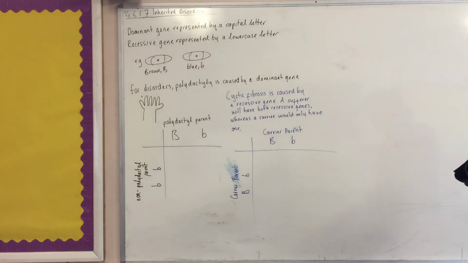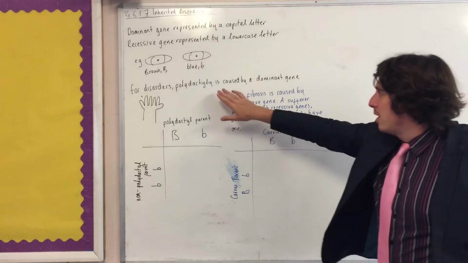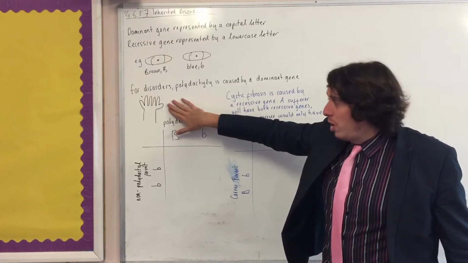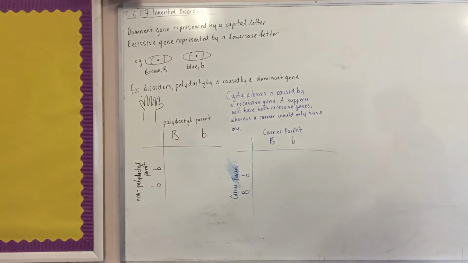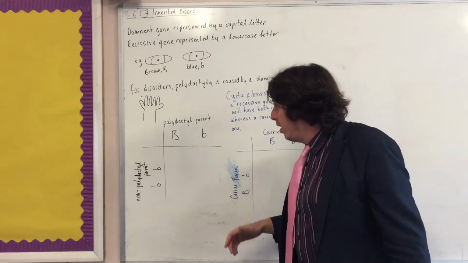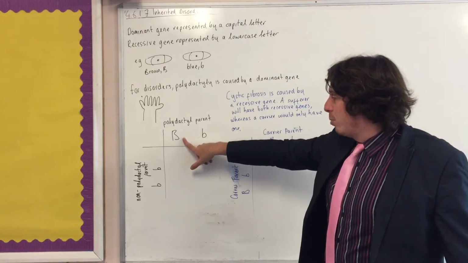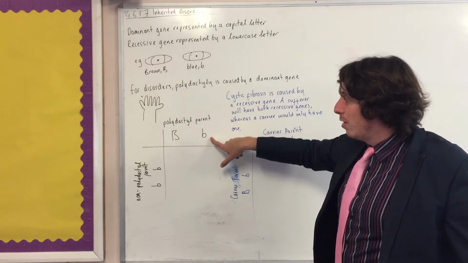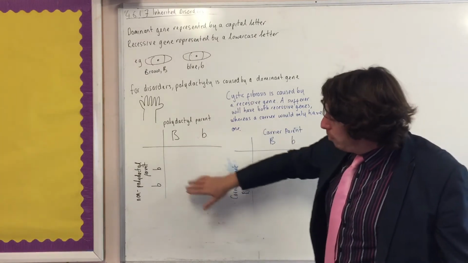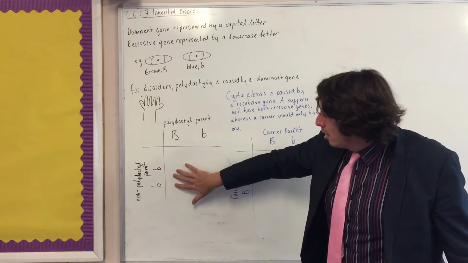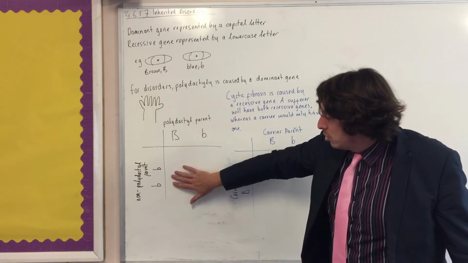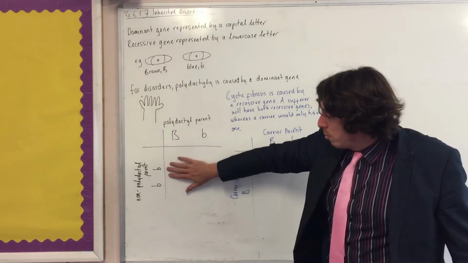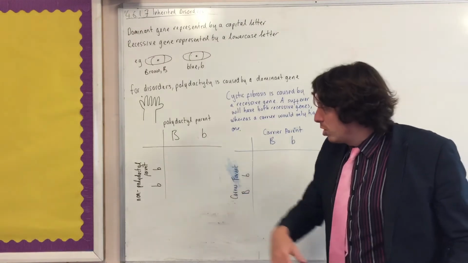If we have a look at inherited disorders passed on to children, polydactyly is caused by a dominant gene. If you're not familiar with what polydactyly is, that's extra digits, so extra fingers or extra toes. So let's have a look. Because it's caused by a dominant gene, a polydactyl parent will have a capital letter and either another capital letter, or in this case a lowercase letter, so this person will have extra fingers or toes. A non-polydactyl parent will have no example of the dominant gene at all, so they're both lowercase. Being both lowercase, they will have no extra digits.